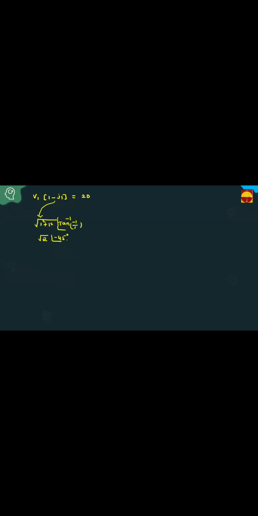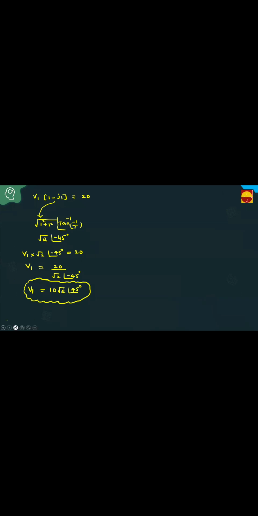I'm finding the magnitude and angle. Then shall I write like this? V1 into root 2 at angle of minus 45 is equal to 20. From this, V1 is 20 by root 2 at angle of minus 45. Simplifying this, V1 equals 10 root 2 at angle of plus 45 degrees. This is the V1 calculation, but you have to calculate not V1, you have to calculate V.